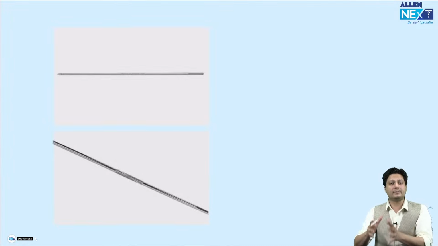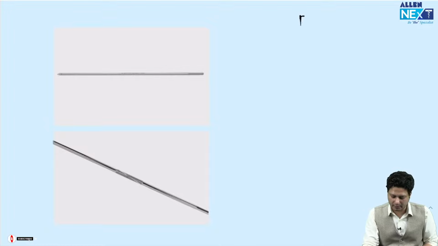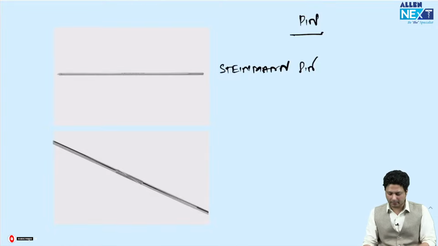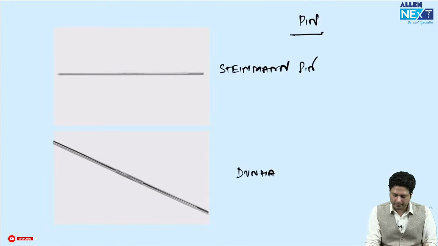Now, what are the names of pin which are utilized for the purpose of skeletal traction application? The pins are basically of two types. The most commonly used is the Steinmann pin. On the other hand, less commonly used is the Denham pin.